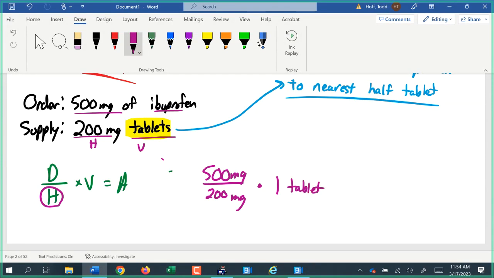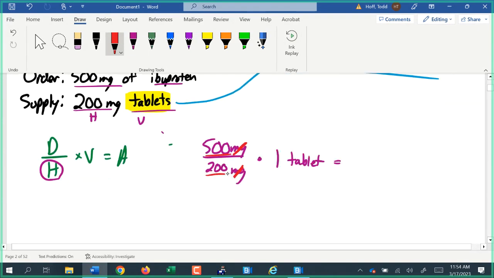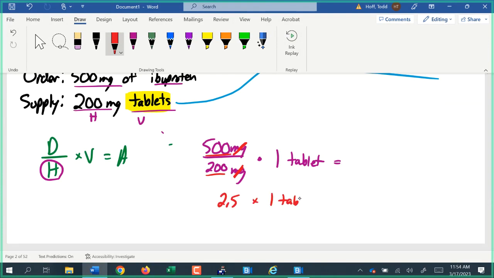So that said 200 milligram tablets, but we can take that to be that 200 milligrams is equal to one tablet. So one tablet becomes the vehicle. So now the milligrams cancel out in this calculation. 500 divided by 200 is 2.5. And 2.5 times one tablet is going to give us 2.5 tablets. So we administer 2.5 tablets of ibuprofen to the patient in order to meet that requirement for that medication.